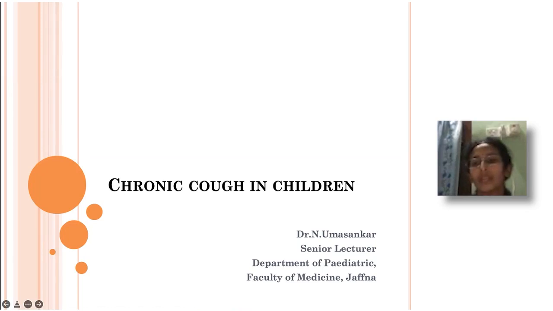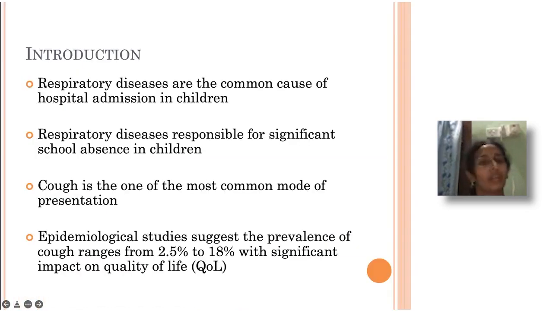Today we are going to see about chronic cough in children. Respiratory diseases are a common cause of hospital admissions in children. Respiratory disease is responsible for significant school absence in children. Cough is one of the most common modes of presentation. Epidemiological studies suggest the prevalence of cough ranges from 2.5% to 18%, with a significant impact on quality of life. So this indicates how common cough is in the community.